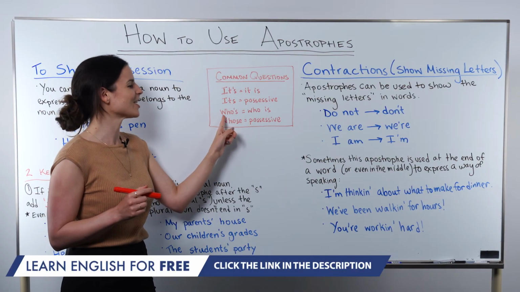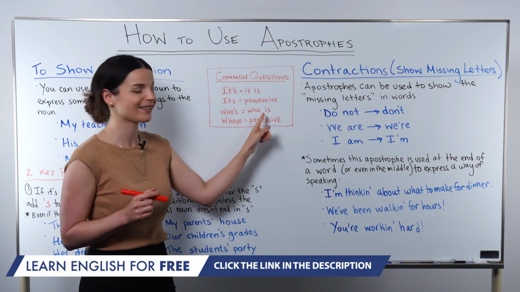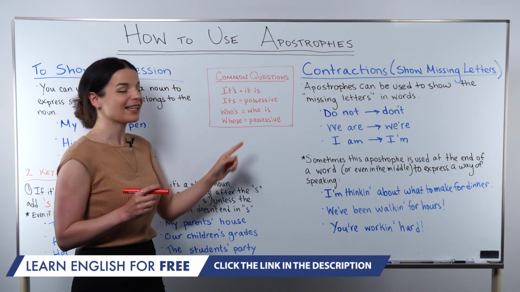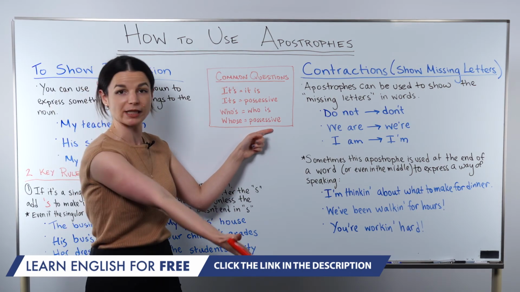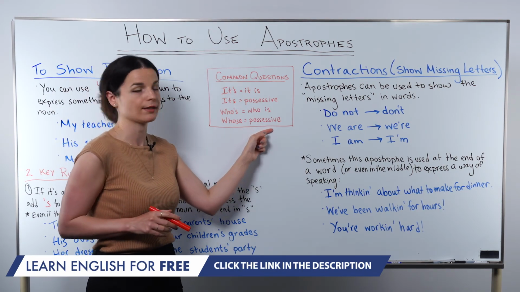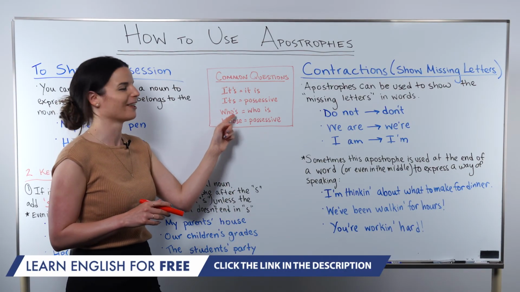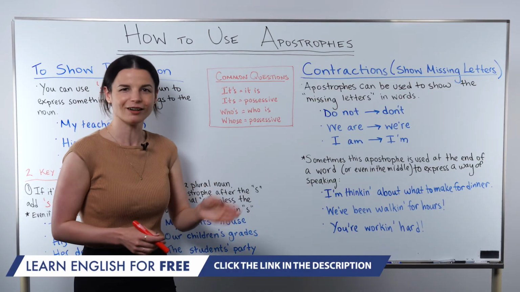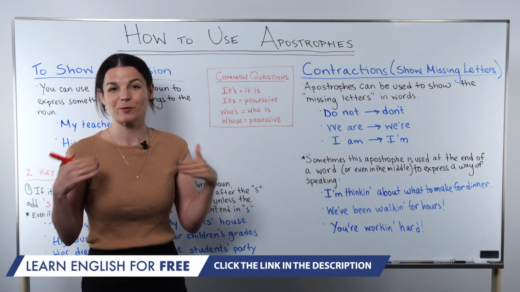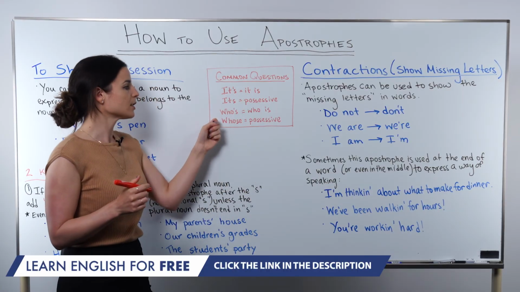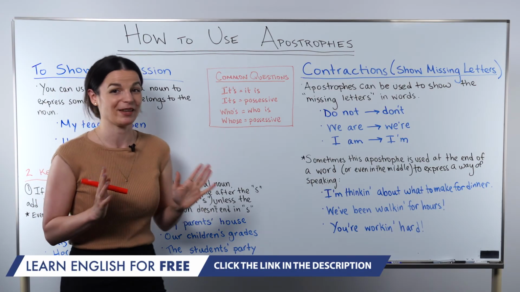W-H-O apostrophe S means who is, who is. W-H-O-S-E is the possessive. So whose bag is this, right? We're asking about someone's possession. Whose bag is this? Whose marker is this? We use this W-H-O-S-E word to do that. Who's with an apostrophe S means who is, like who's he talking to, right? That's not a question of possession. So these words sound exactly the same when we are speaking, right? But it's important to remember that they are very different on paper. So keep these small differences in mind because they do matter.